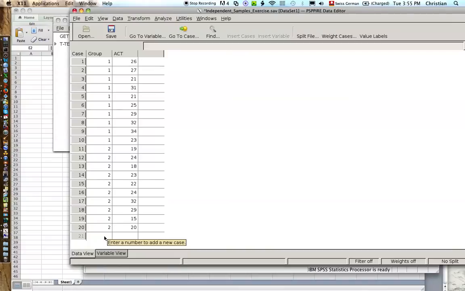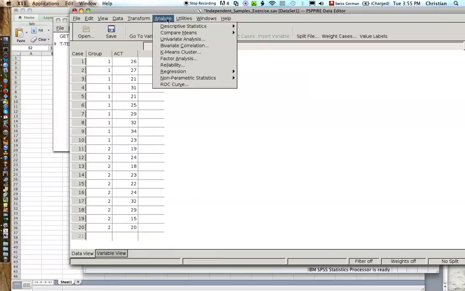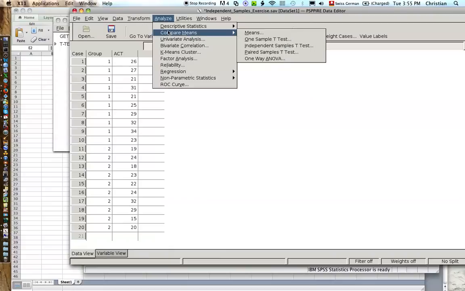Or it could be if this particular group is different than the average or the mean in the school that they're coming from, or the district that they come from. So if we're doing that, we just need to calculate the mean and the standard deviation of our group of students, of our sample, and we compare it to a mean from the population. So again, we're going to analyze, compare means, and we choose the one sample t-test.